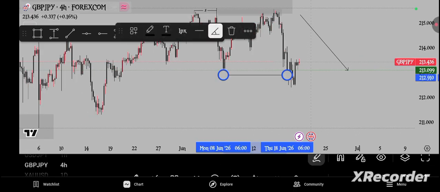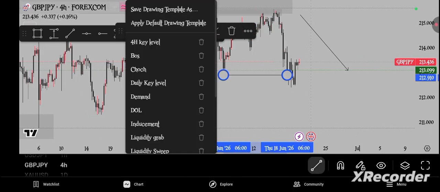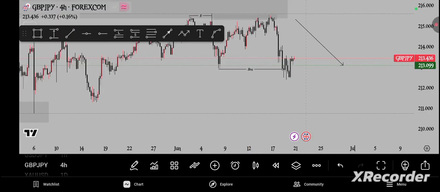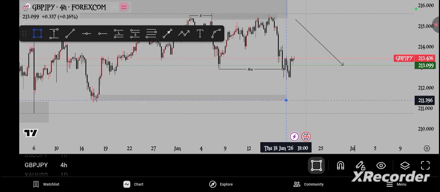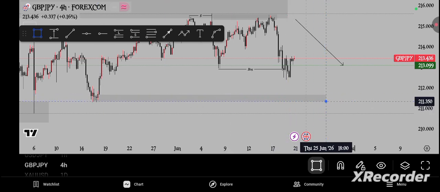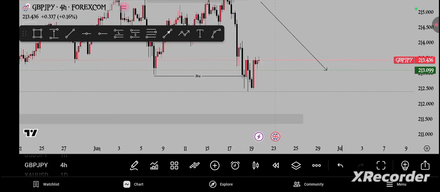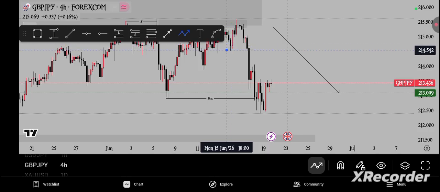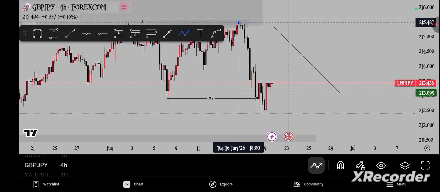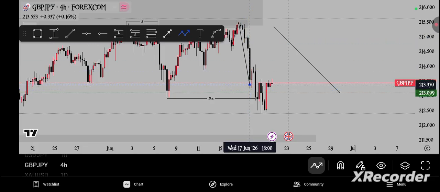So I should look for any buy. Will be around this level if price gives us a solid reaction here. We'll wait, but for now, let's see. We have what? We have a rally, we have a base and a drop.